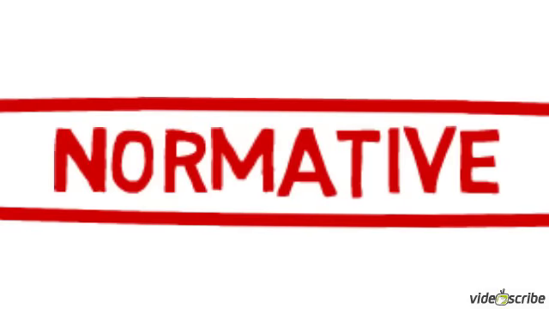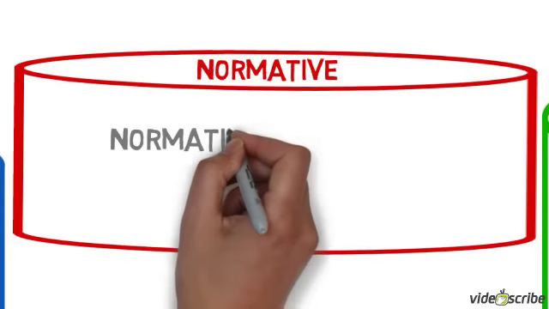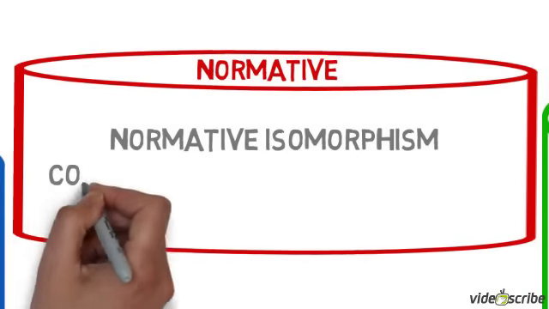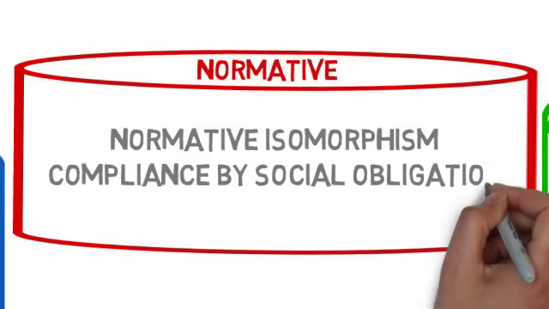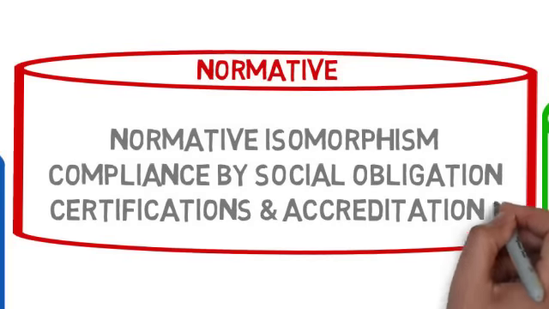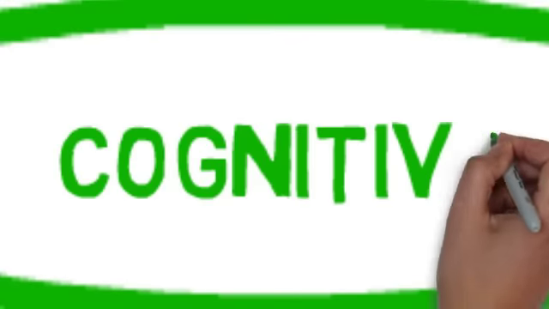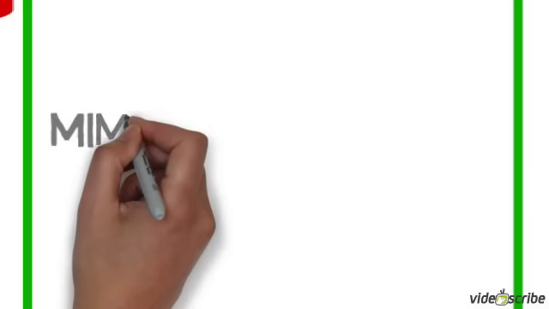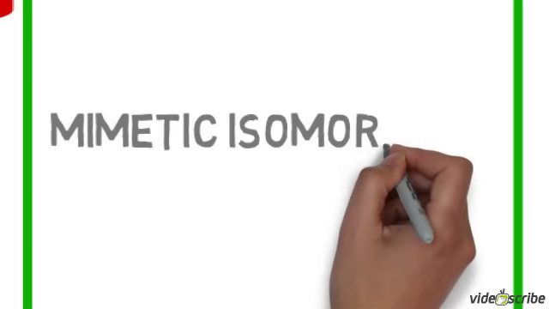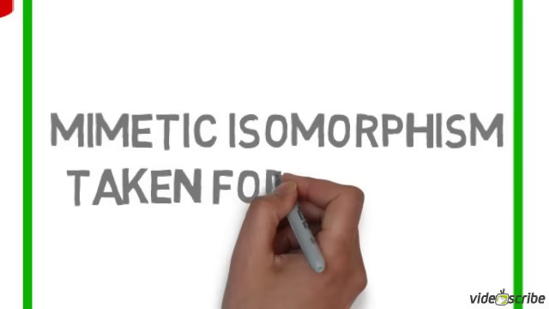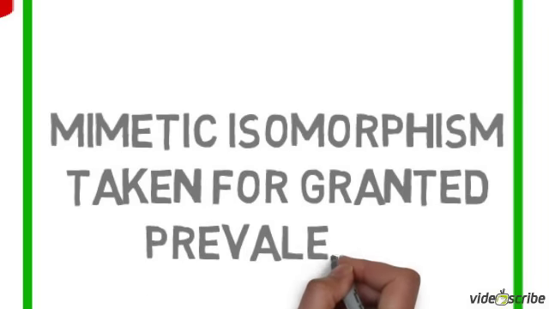The second is normative. It works through normative isomorphism. It pushes compliance through social obligations, and its indicators are certifications and/or accreditations. The third is cognitive. It works through mimetic isomorphism. It pushes compliance based on what's taken for granted, and its indicator is prevalence.